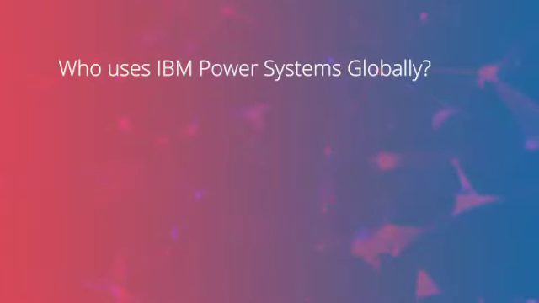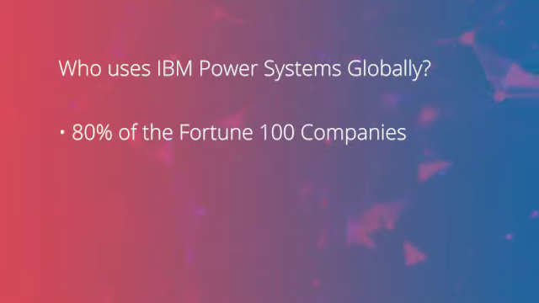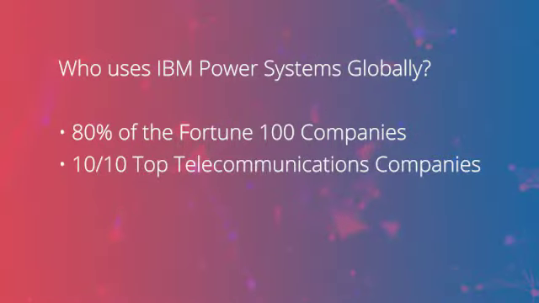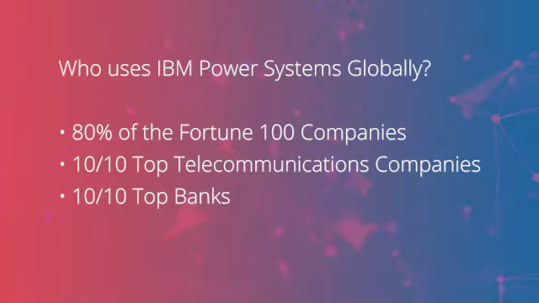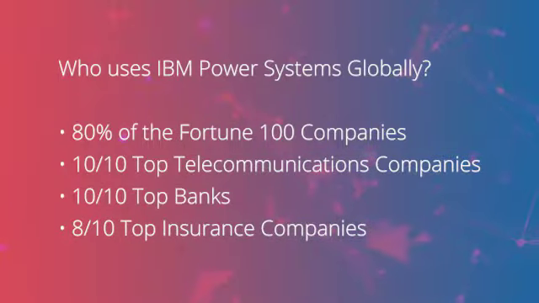From a global perspective, 80% of the Fortune 100 companies are using Power somewhere within their enterprise. It's used by 10 out of the 10 biggest telcos in the world, 10 out of the 10 top banks, and 8 out of 10 insurance companies globally, the top global insurance companies.